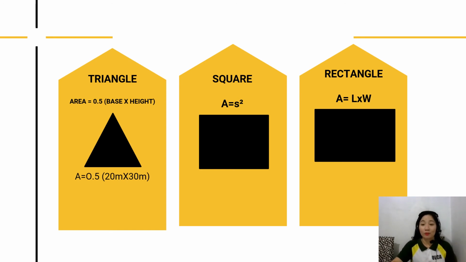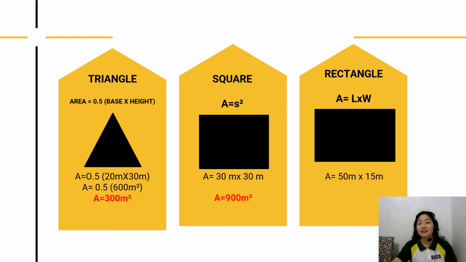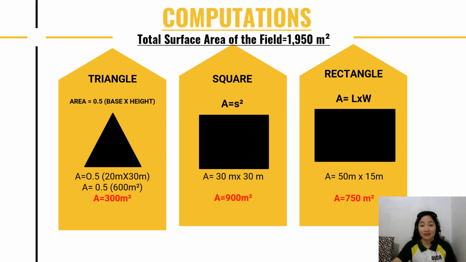A equals 0.5 times 20 meters by 30 meters. So 0.5 times 600 meters squared. You'll get the answer, which is 300 meters squared. While in square, we have 30 meters times 30 meters, so you'll get the answer of 900 meters squared. For the last one, the rectangle, it's just length times width. So 50 meters times 15 meters, you'll get 750 meters squared.